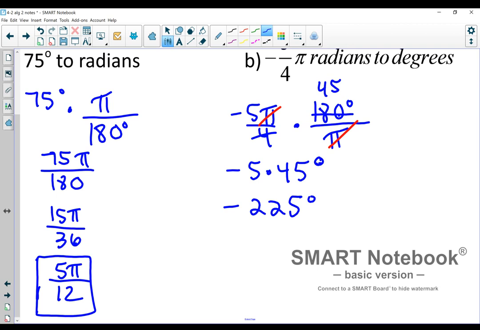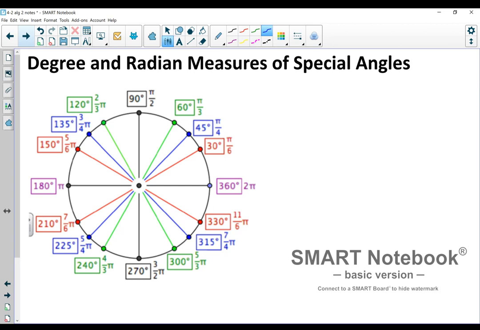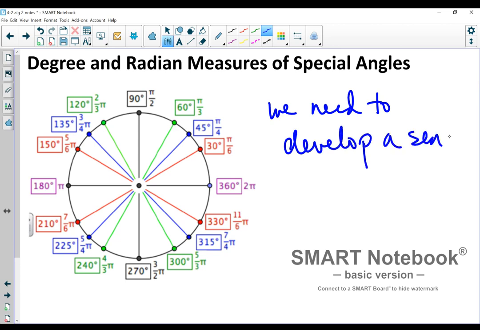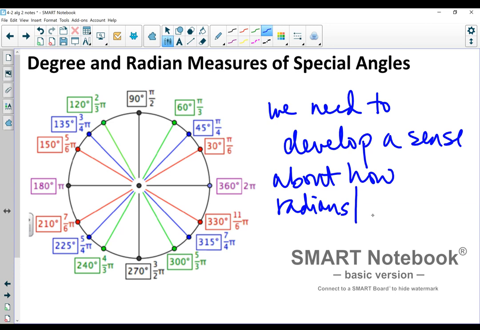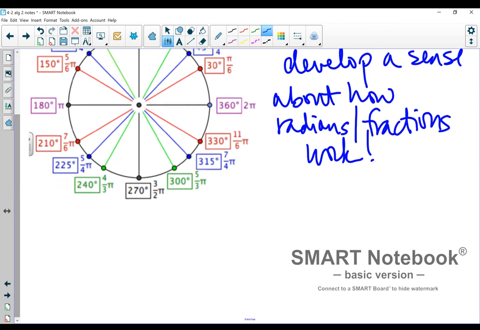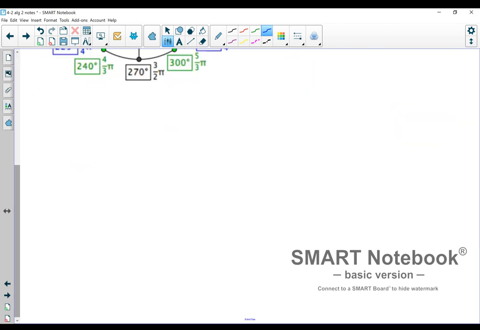So if you are using degrees, make sure you have a degree symbol. We need to develop a sense of how radians and fractions work. So that's why I have this page up. We're just going to draw a little bit and think about this.